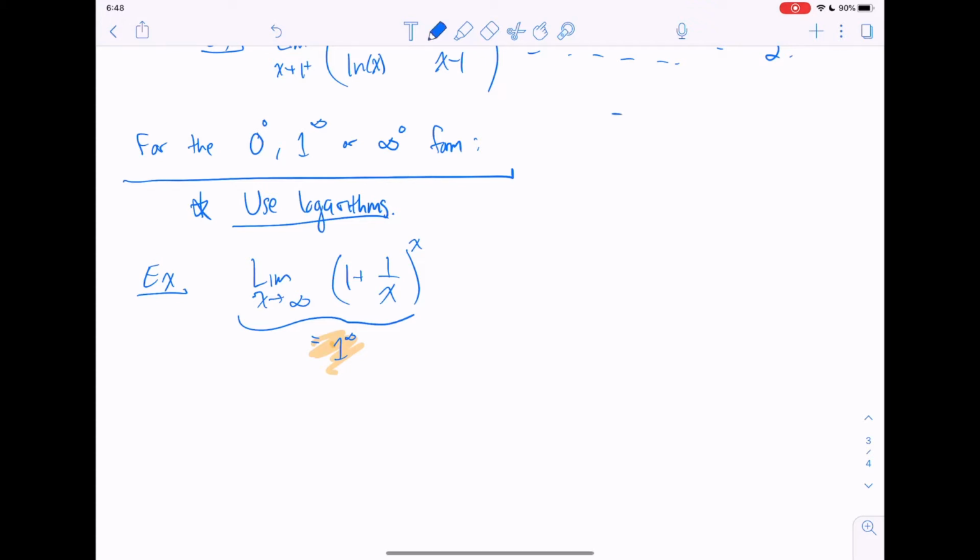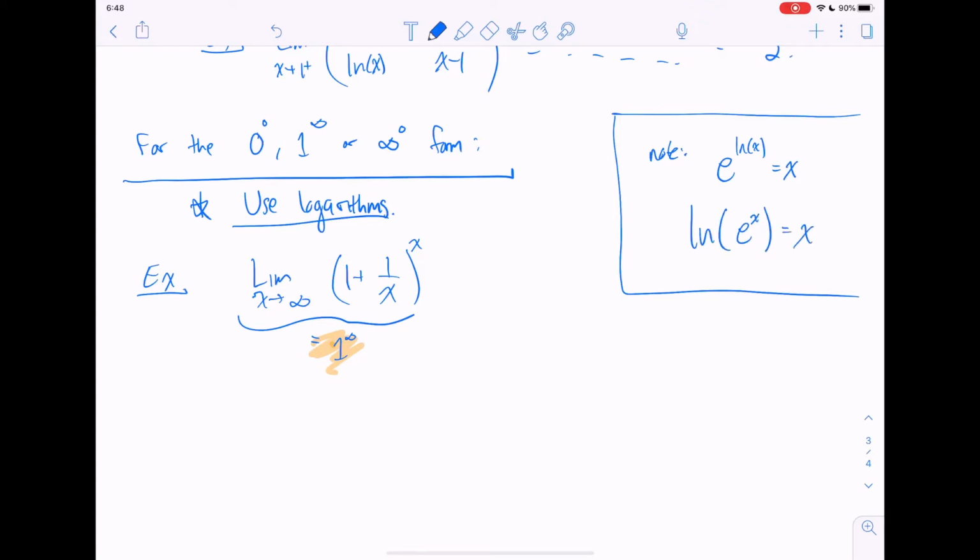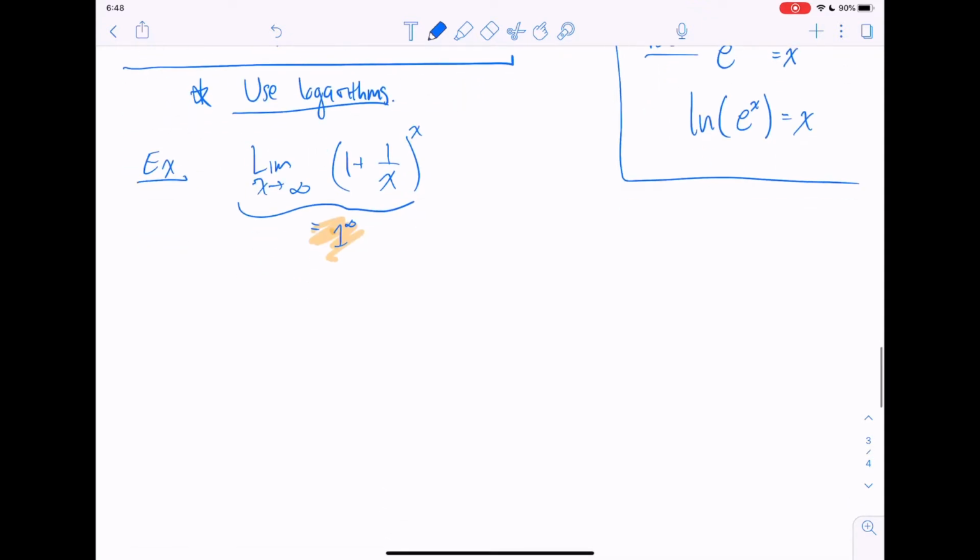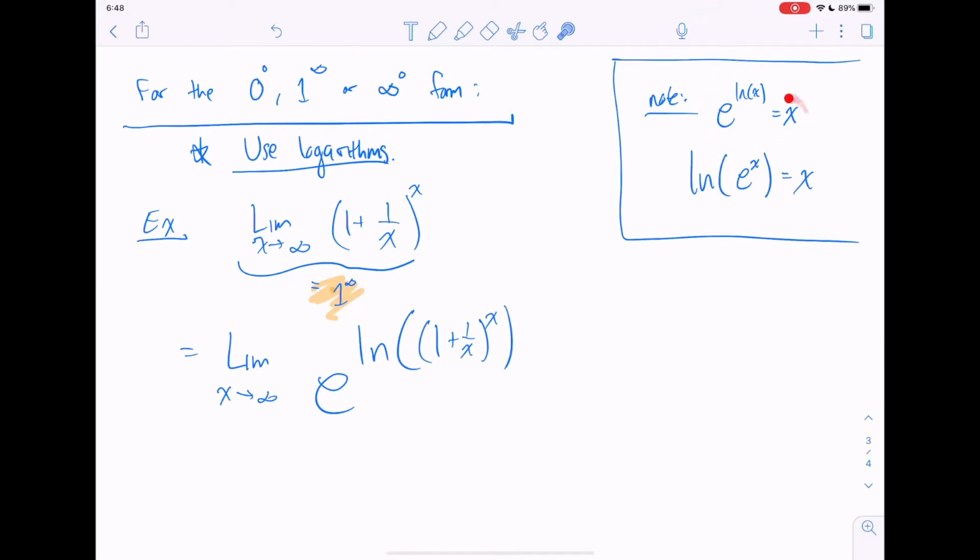Now, here's a parenthetical fact that we need to import. Note, the exponential and the logarithm are inverses of one another. So that means e to the ln of x is just x, and the natural log of e to the x is just x. So I'm going to rewrite this limit as the limit as x goes to infinity of e to the ln of (1 plus 1 over x) to the x. I'm using this rule, where x is this entire expression.